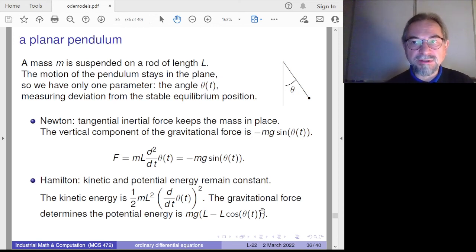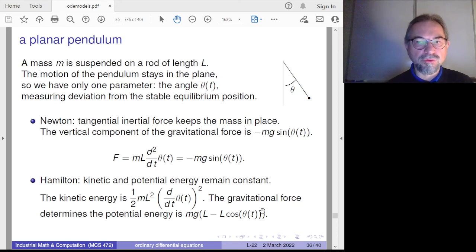So in solving, then we will have to assume an initial position and an initial velocity. Typically that initial velocity is 0. The initial deviation is some angle. So we have the left-hand side, the mass times the acceleration, and then the vertical component of the gravitational force.